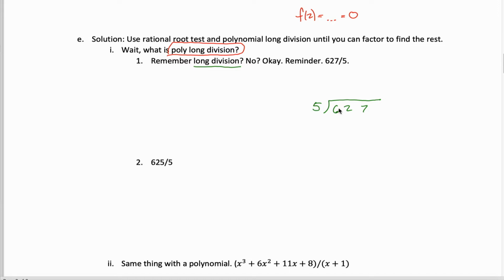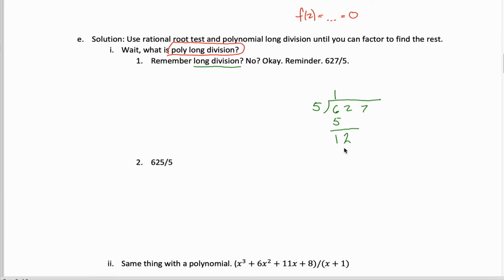Figure out how many 5s you can get into this 6 right here. I can get one 5 into this 6, so I put a 1 up top, and then I take that 1 and multiply it by this 5 to create a 5 down here, and then I subtract. 6 minus 5 gives me 1. I bring down the next column, this 2 right here, to get me a 12.